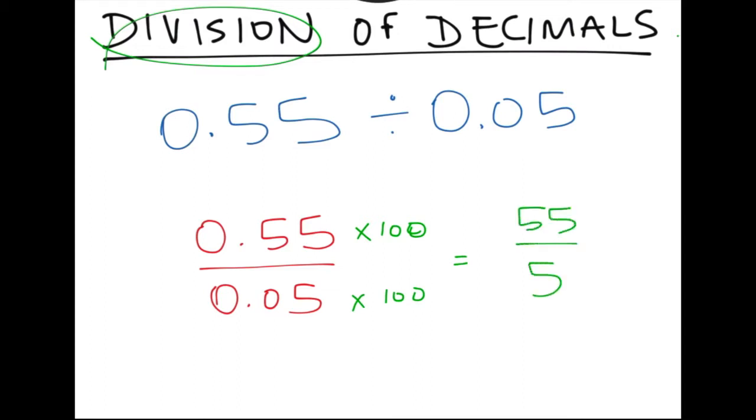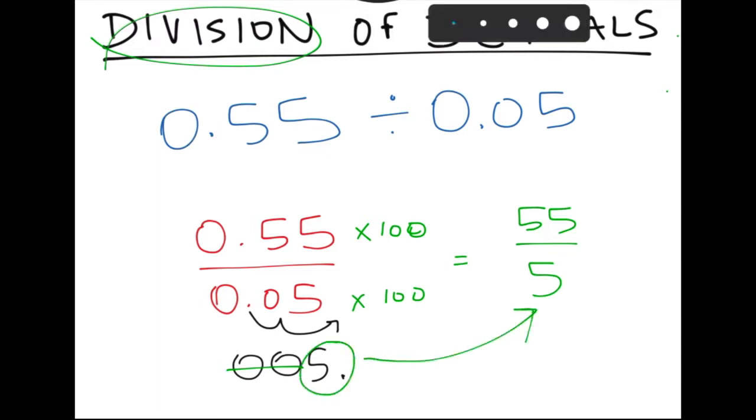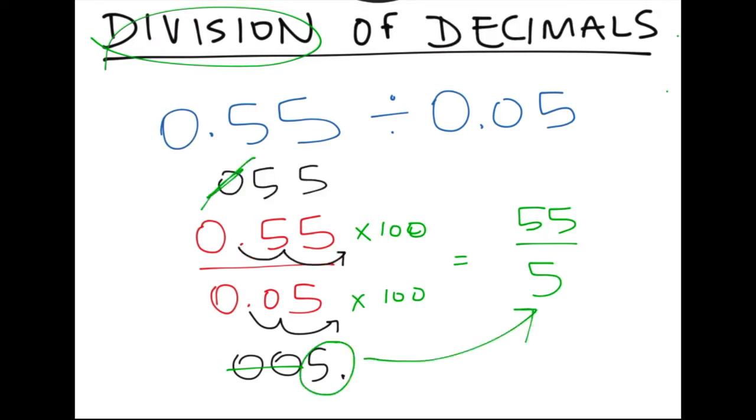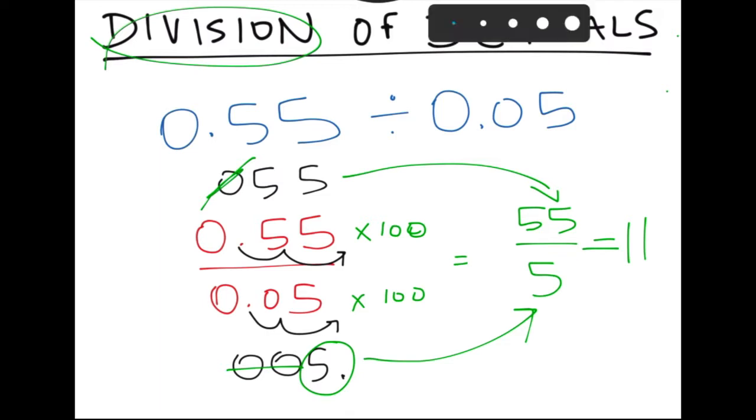What does it mean to multiply a decimal by 100? The decimal point moves 2 places to the right, 0.005 point. But then these two zeros don't mean anything because they are in front of the number. So the answer is just 5, which is here. I move the decimal point 2 places to the right. I end up with just 55. And then we know that 55 divided by 5 is 11. So the answer for this question is 11. 11 is the quotient.